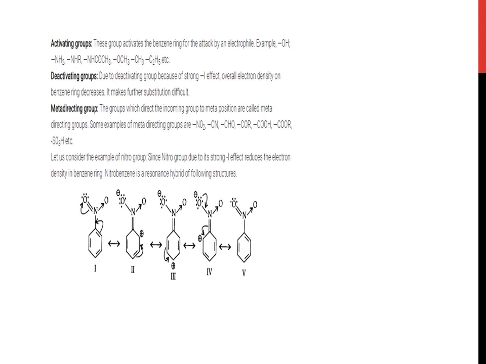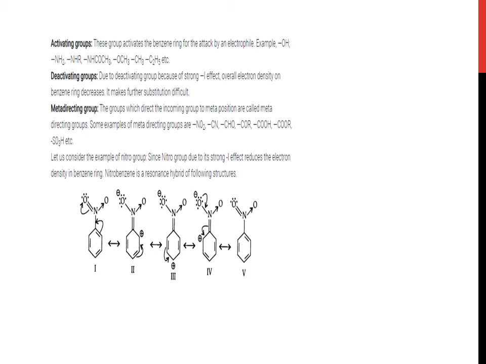Now what are activating groups? These groups activate the benzene ring for attack by an electrophile. For example, OH, NH2, NHR, NHCOCH3, OCH3, CH3, C2H5, etc. Deactivating groups: due to a strong negative inductive effect, the overall electron density on the benzene ring decreases. It makes further substitution difficult.